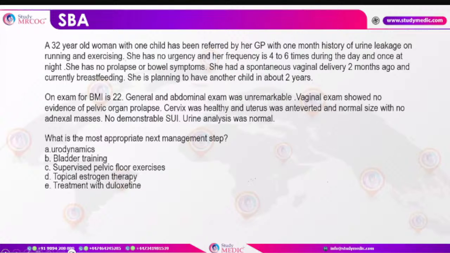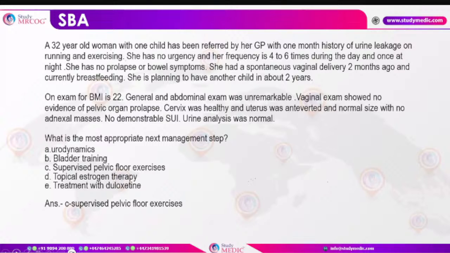We saw that whenever any woman has stress urinary incontinence, the first thing that you would do for her is conservative management. Okay. So you would tell her to lose weight, but her BMI is 22. So that means her weight is on the normal side. She doesn't need to lose weight. Then after that, the next thing is supervised pelvic floor exercises. So here it is, yes, it is supervised pelvic floor exercises.